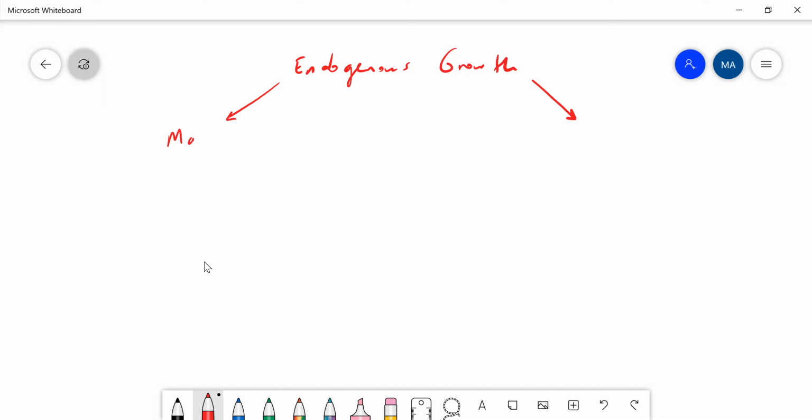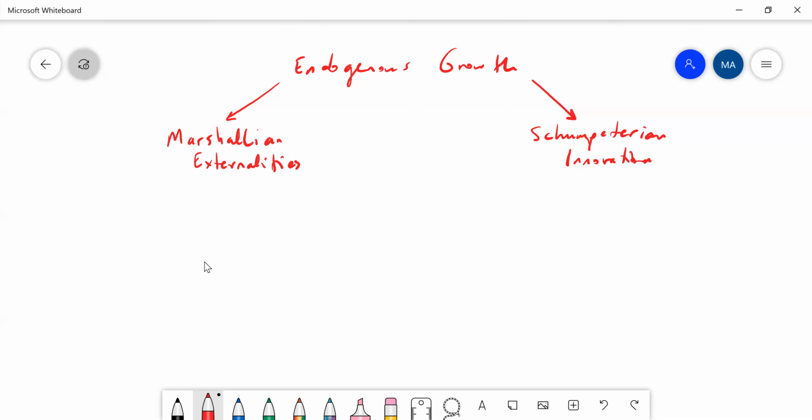One type of models build on Marshallian externalities. Okay, and another type build on Schumpeterian innovation.